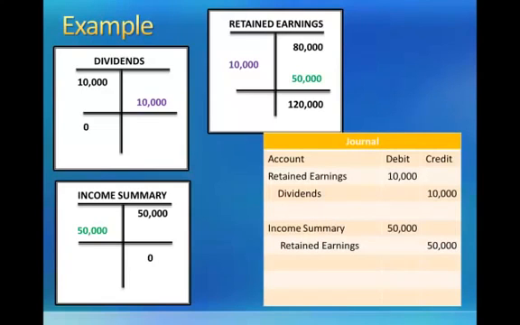To summarize, the closing entries that we made during this slide are to debit retained earnings and credit dividends for $10,000, debit income summary, and credit retained earnings for $50,000.